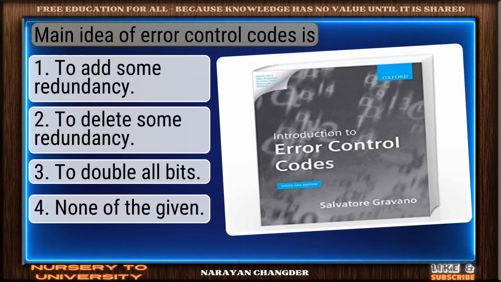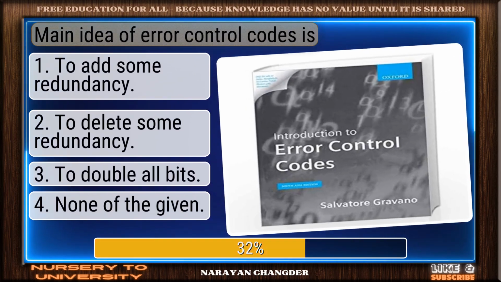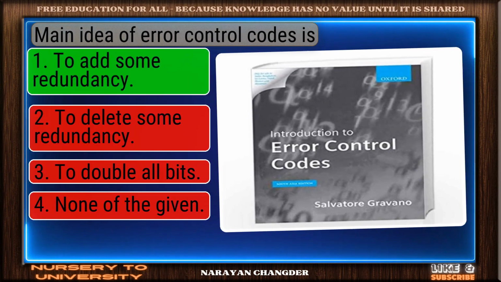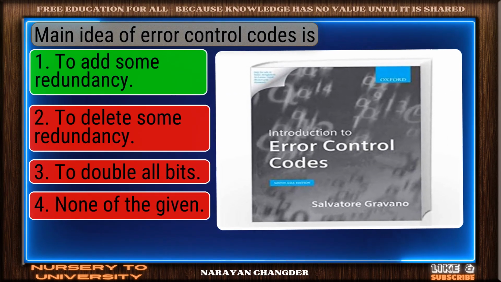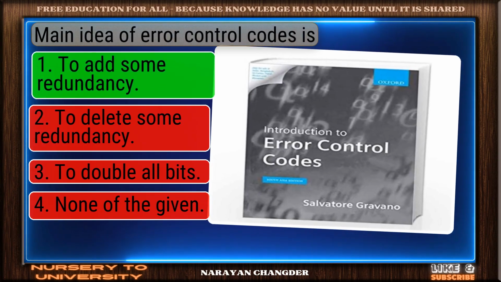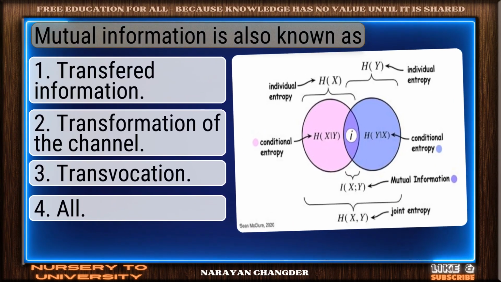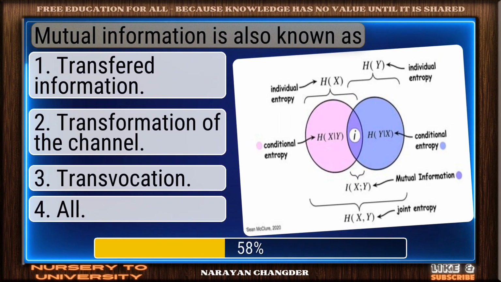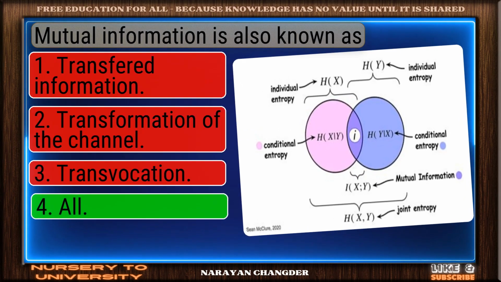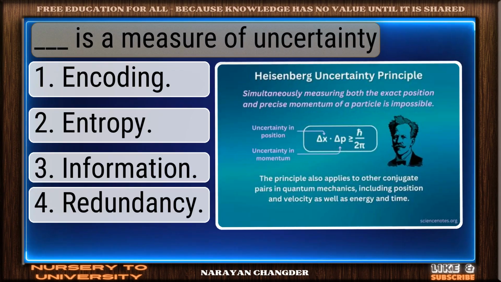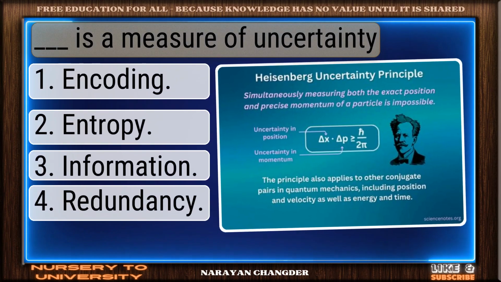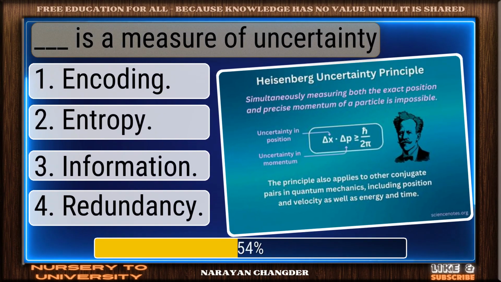Main idea of error control codes is... Excellent choice. To add some redundancy is the right answer. Mutual information is also known as... Nicely done. All is a solid answer. Dash is a measure of uncertainty.